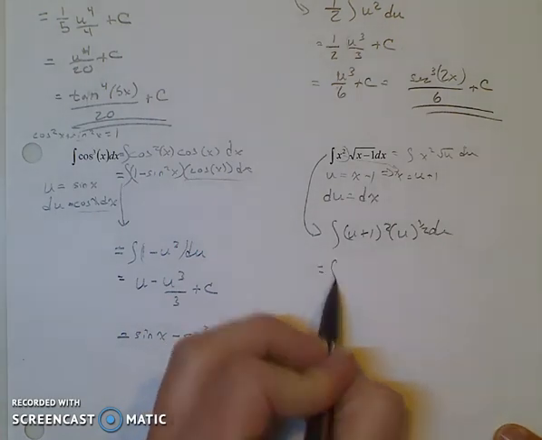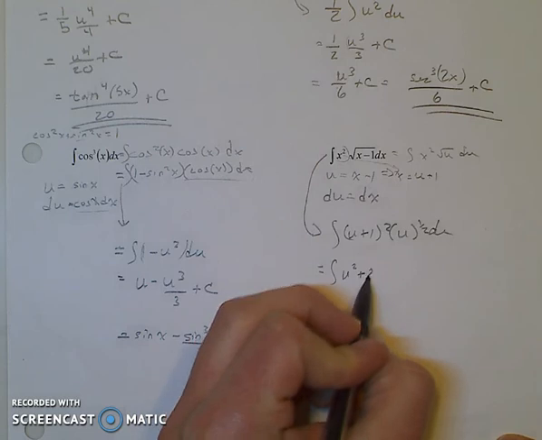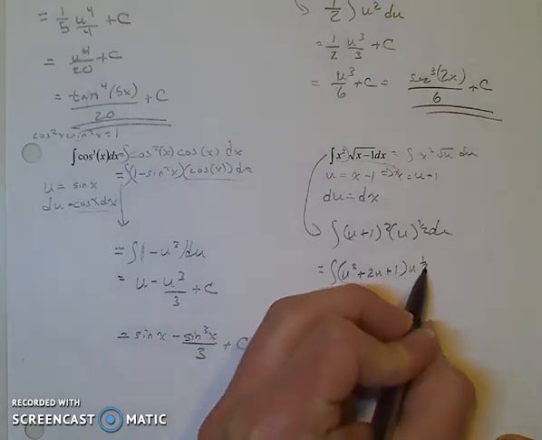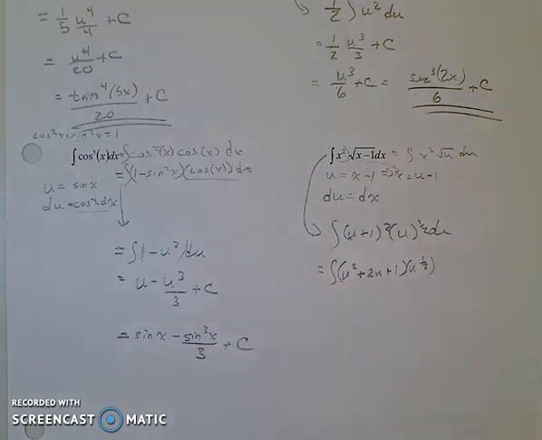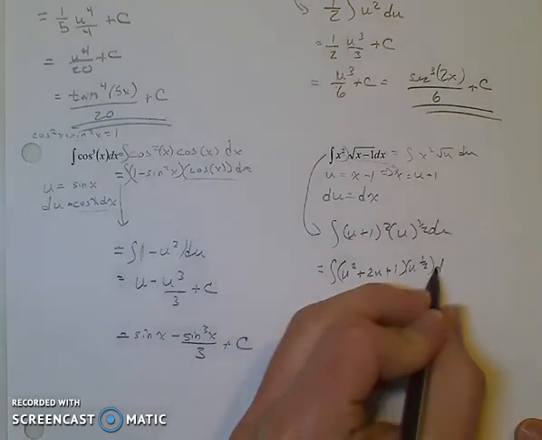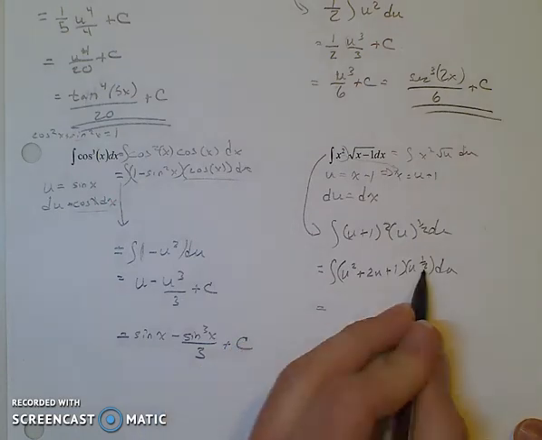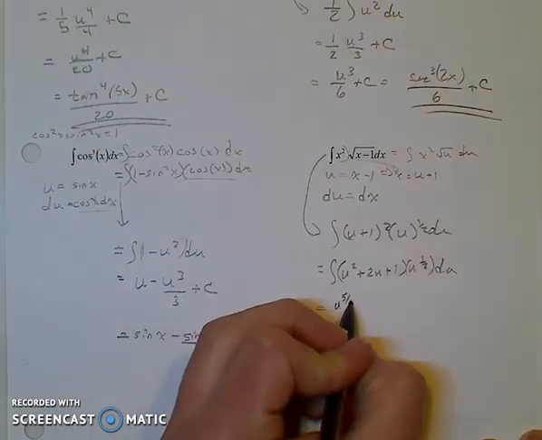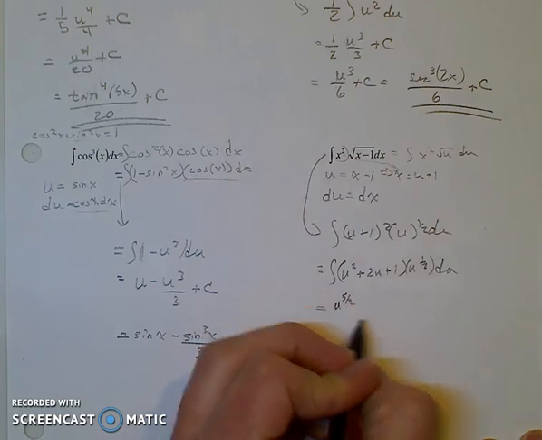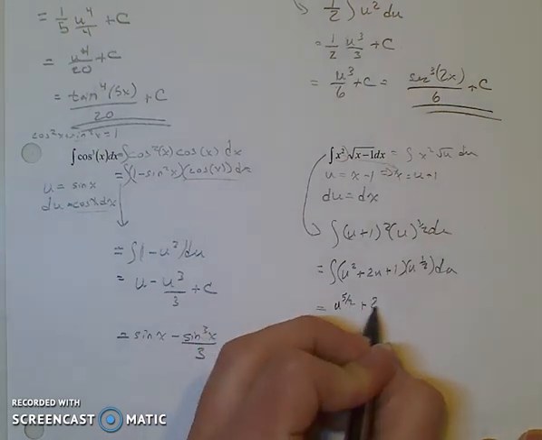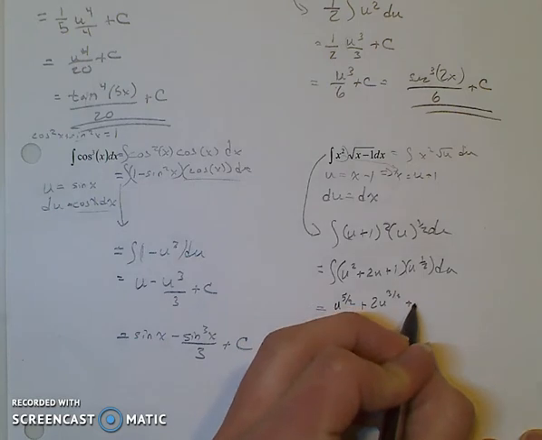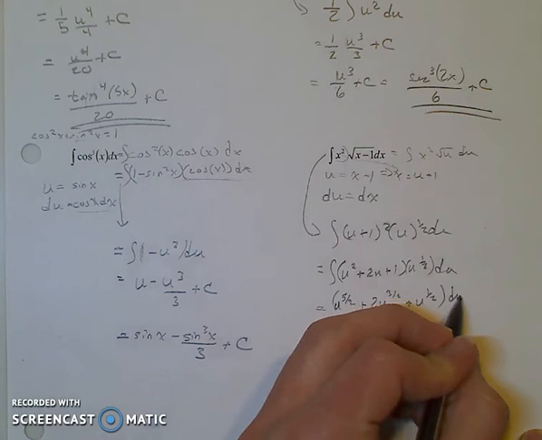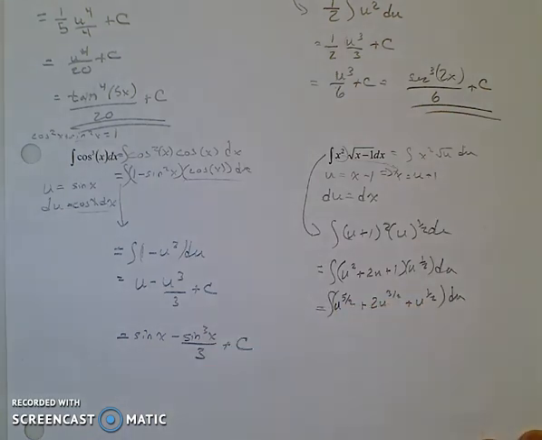Now, yes, this becomes a little bit of a pain because you do need to expand that out. And now we can sit here and distribute. So we get u to the 5/2. You need to add exponents, plus 2u to the 3/2 plus u to the 1/2 du, the integral of all that.